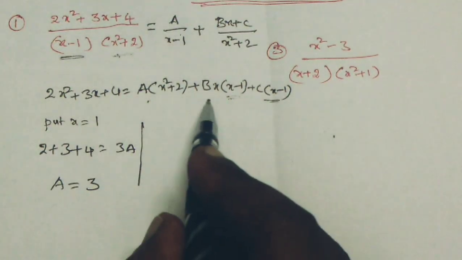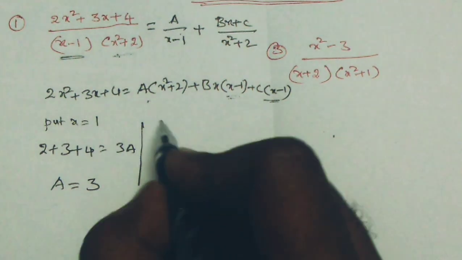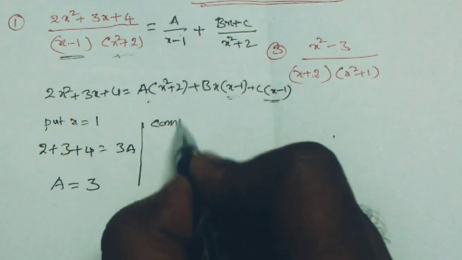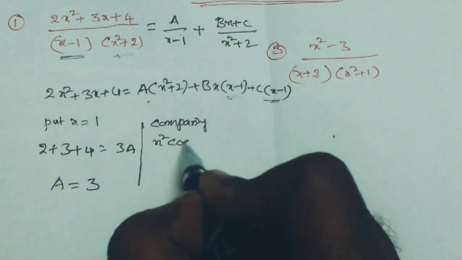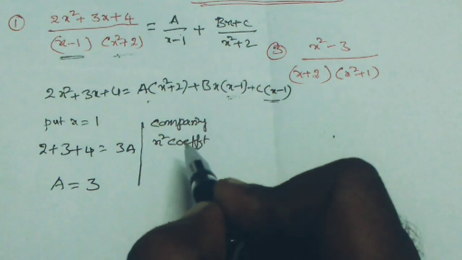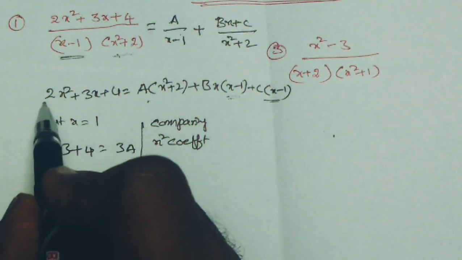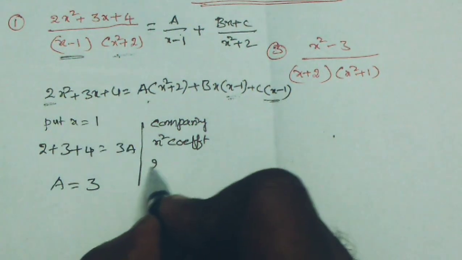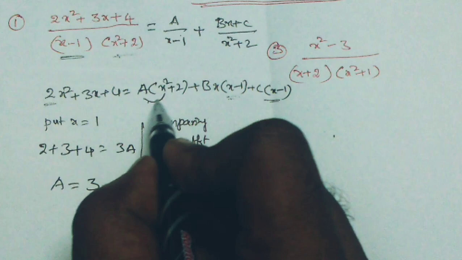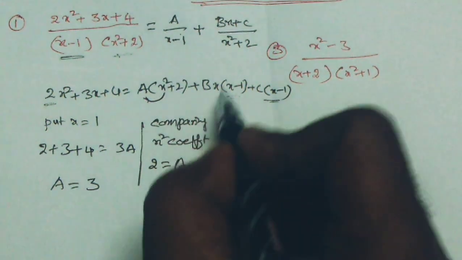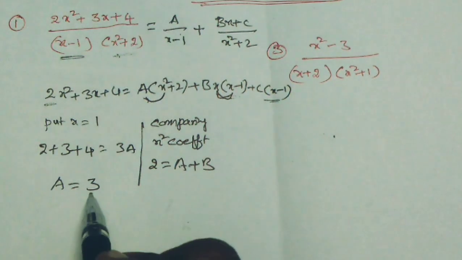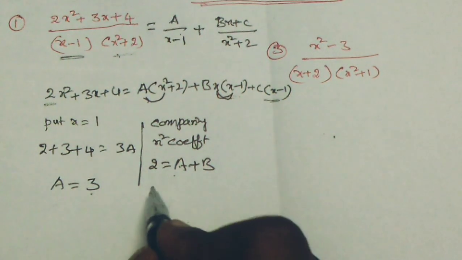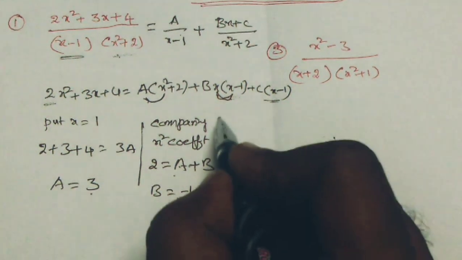Next we have to calculate b and c. For that, comparing the x² coefficient, what is there in LHS? This 2 is equal to, in RHS, ax² is there, a, and then bx² is there, plus b. Since a = 3, b = −1.